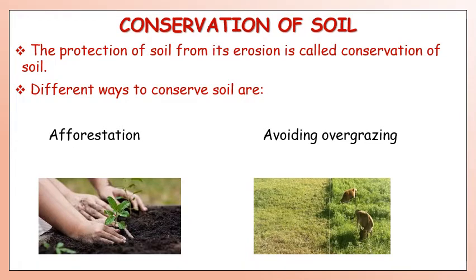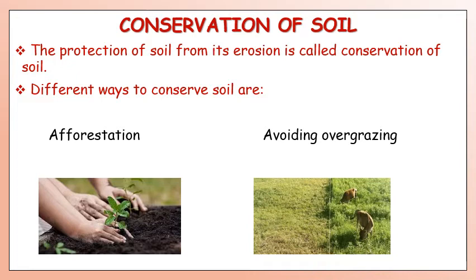Now, the next topic is conservation of soil. Students, the topsoil enables us to grow our food. However, soil erosion takes away the topsoil and humus. It makes the land infertile. So, we need to make efforts to prevent soil erosion. And the prevention of soil from erosion is called soil conservation.